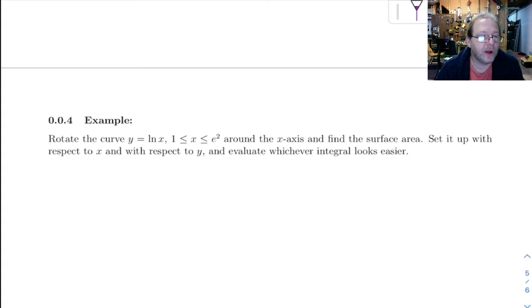All right, let's look at this problem. Rotate the curve y equals ln x from 1 to e squared around the x-axis and find the surface area. Set it up with respect to both x and y and evaluate whichever integral looks easier.